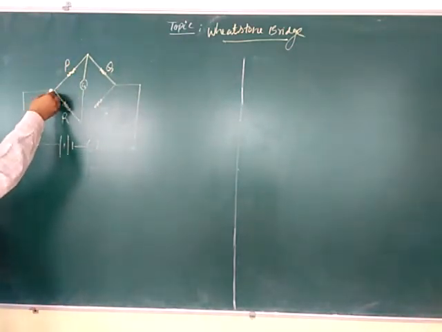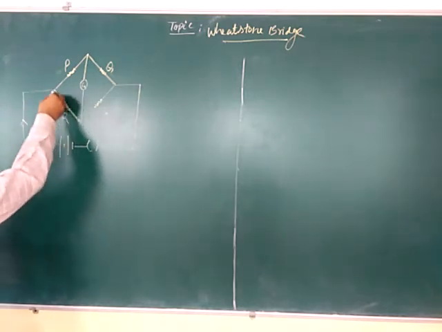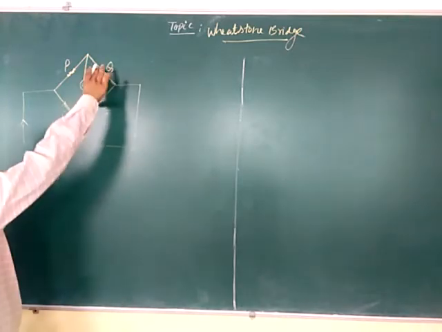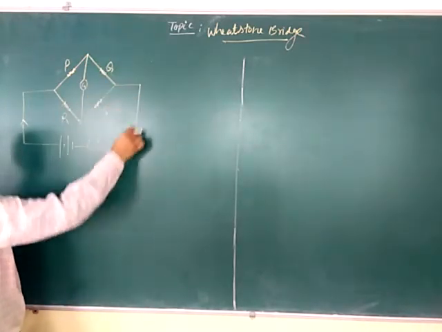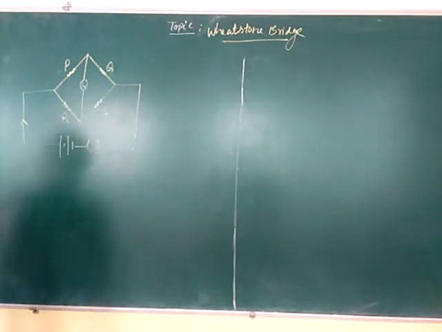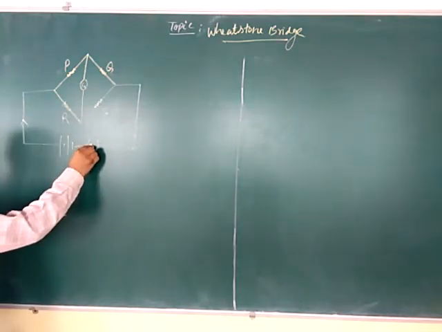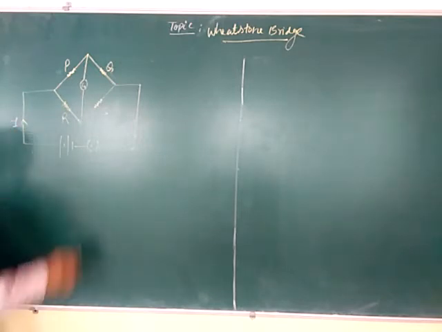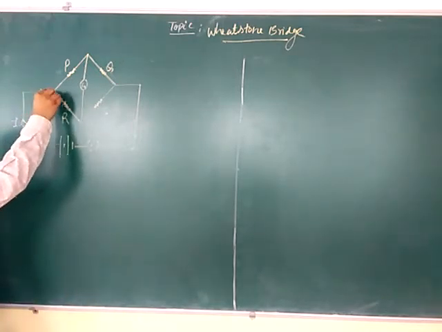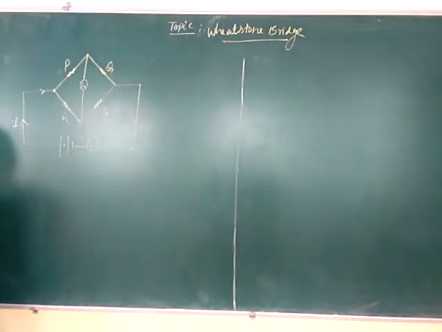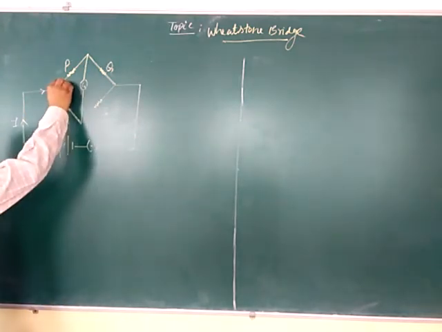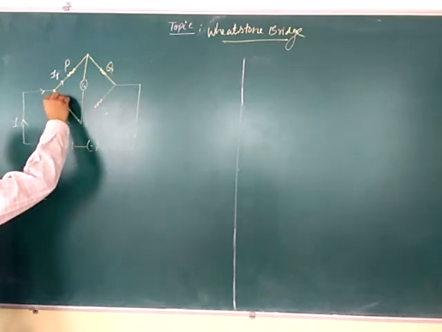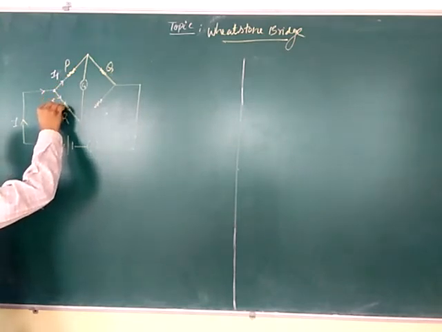See here, this portion is connected to the terminals of the battery, or Q and S. These are connected to the other terminals of the battery. When the switch is closed, what will happen? The current will flow, and after reaching this point, what will happen? The current will divide. Suppose I1 current enters in this arm and I2 current enters in this arm.